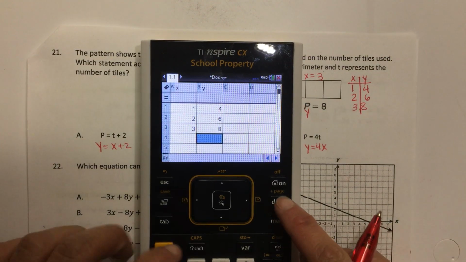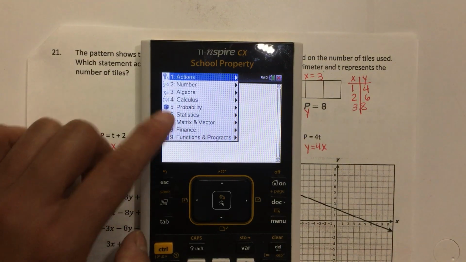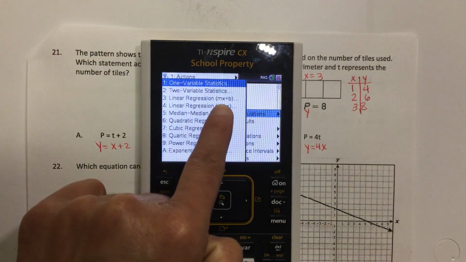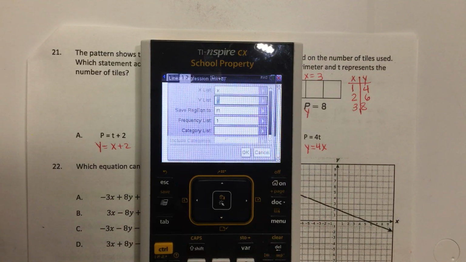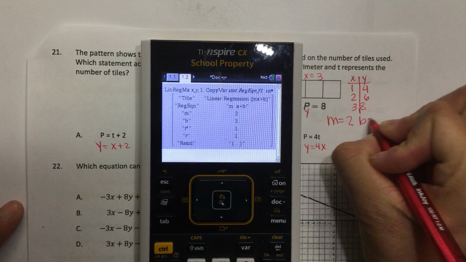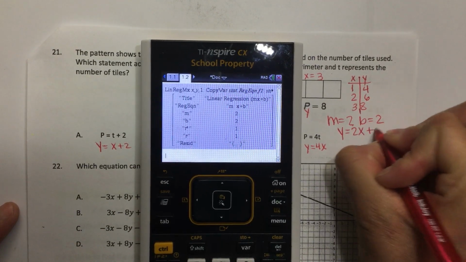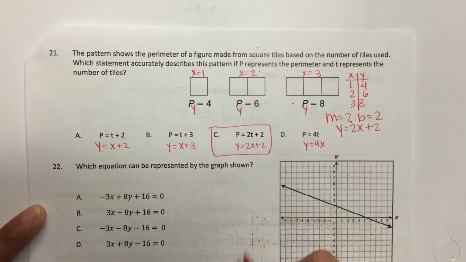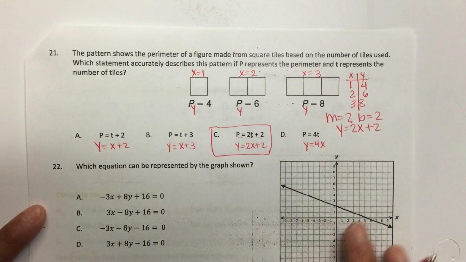From here, you add a calculator page and use the calculator feature. Menu, 6 for statistics, 1 for stat calculations, 3 for linear regression, mx plus b. X list is X, Y list is Y, enter, enter. M is 2, B is 2. So when we write our equation, it's Y equals 2X plus 2. In terms of P and T, C is the correct answer. P equals 2T plus 2.